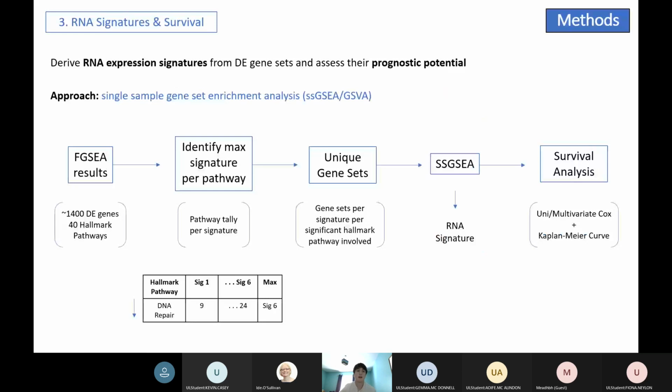To do this, I needed to carry out single sample gene set enrichment analysis, or ssGSEA. Using the FGSEA results from the previous section, I identified the maximum signature per pathway, which allowed me to derive unique gene sets. So I ended up with gene sets per signature per significant hallmark pathway involved. Using ssGSEA methods, I was then able to derive RNA signatures for each sample involved, and then assess the survival potential of both the CNA and RNA signatures.